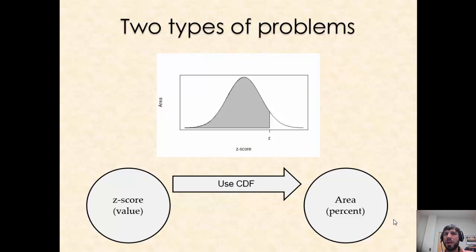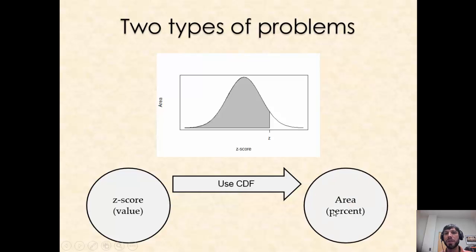So in class, we either have discussed or will discuss, depending on when you view this video, the idea that there are two typical types of problems that involve the normal distribution. In the first type, you're given a z-score or value, and the goal is to use the CDF function to compute an area or percent.